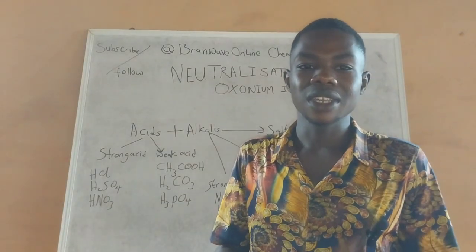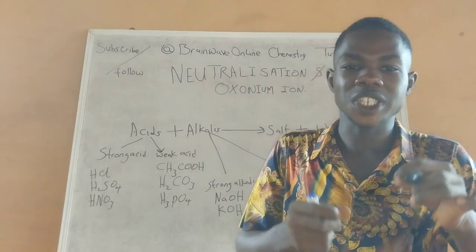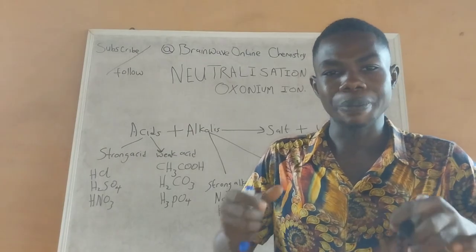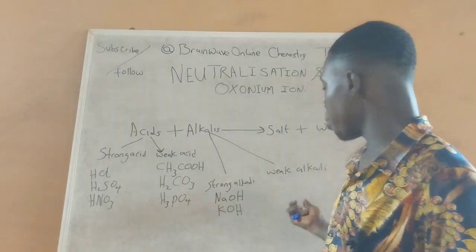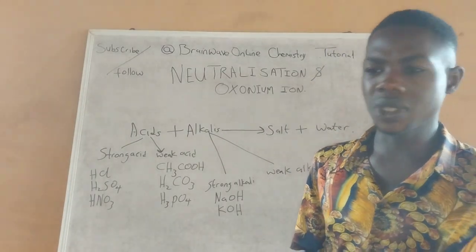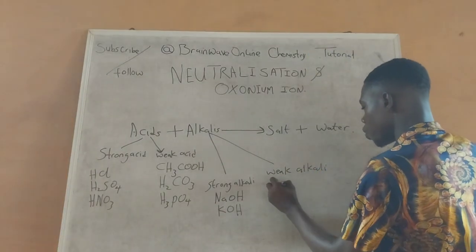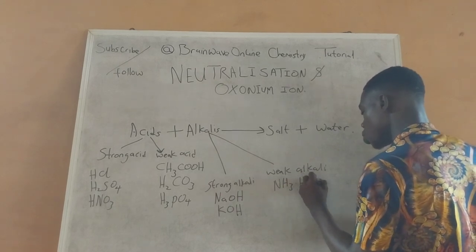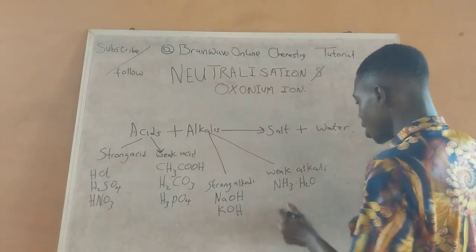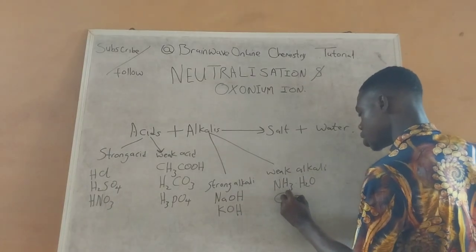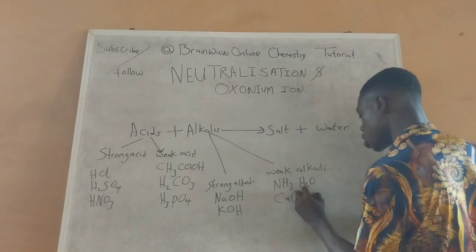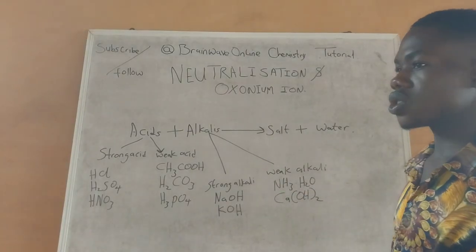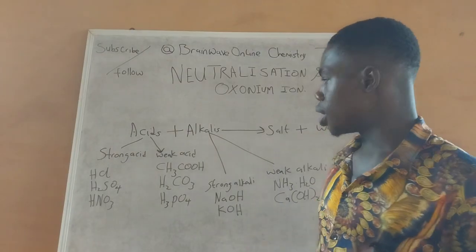The weak alkalis ionize slightly or partially in solution to also produce the hydroxide ion alongside the metallic ion. Some examples of the weak alkali we have are aqueous ammonia, which has the formula NH3.H2O. We also have calcium hydroxide, which is Ca(OH)2. So aqueous ammonia and calcium hydroxide are some of the examples of weak alkali.